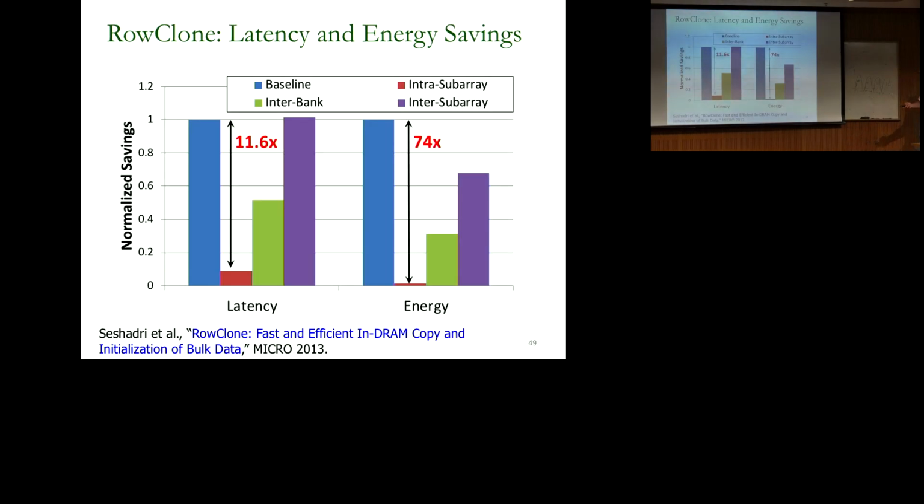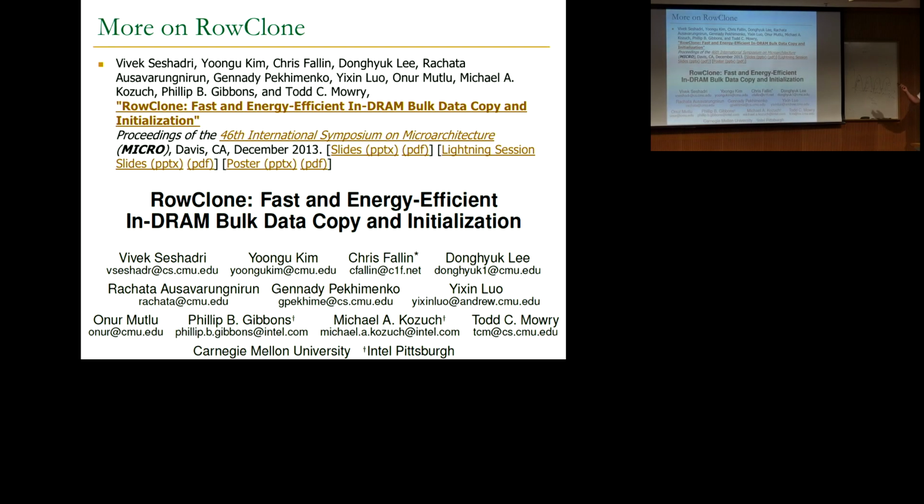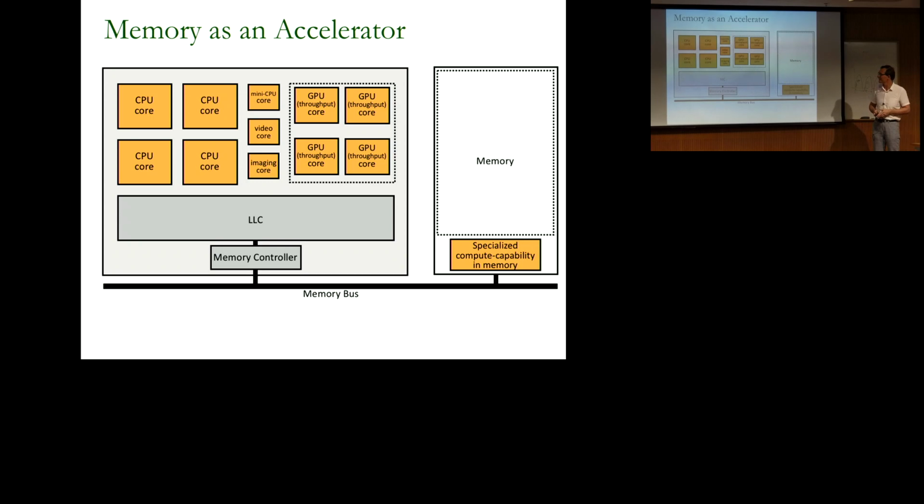So I already showed you this one, so I'm going to skip this. And this is the paper. If you're interested, you can take a look at it. And as I said, I've cheated. This is just copy and initialization, but it's important. It exists in applications. So can you do better?